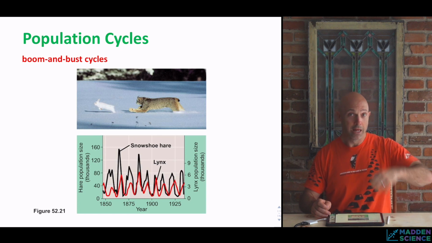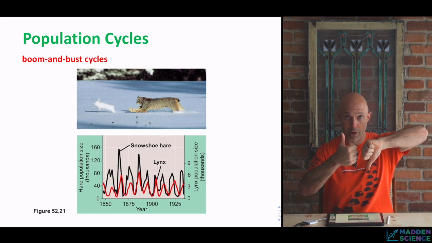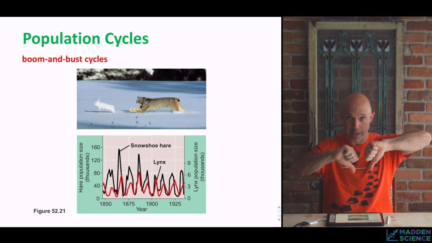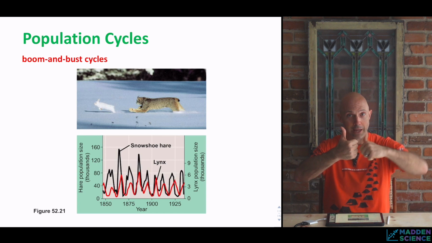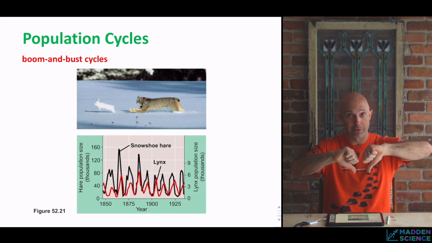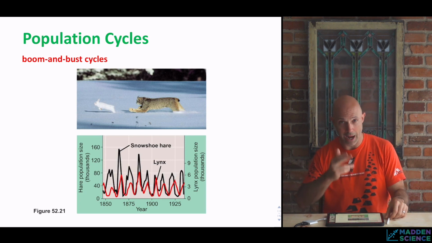So say population of hares went up, right? That's more food for lynxes, so lynx population goes up. If there's more lynx, you might get fewer hares. Fewer hares, fewer lynx. Fewer lynx, more hares. More hares, more lynx. More lynx, fewer hares. And it goes on and on and on.